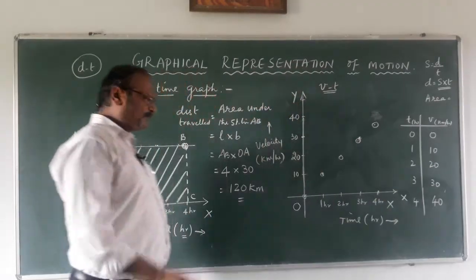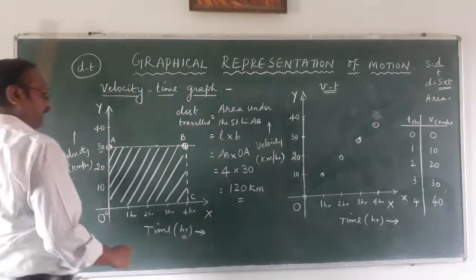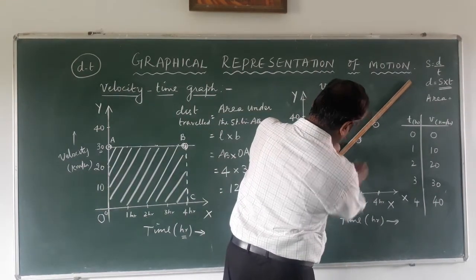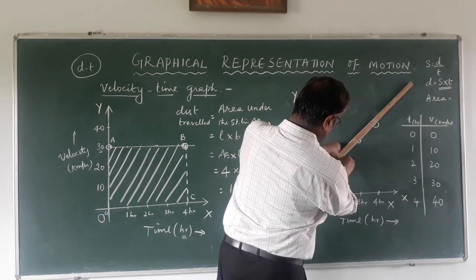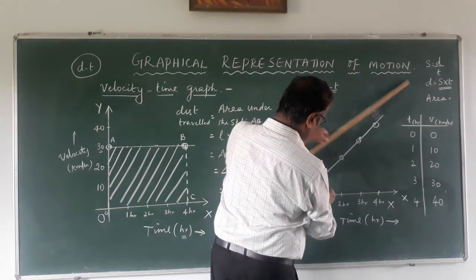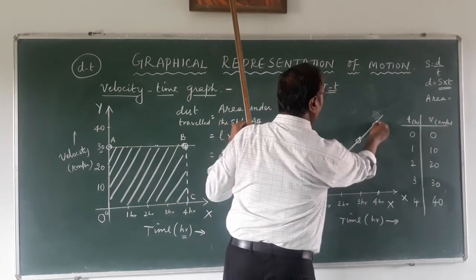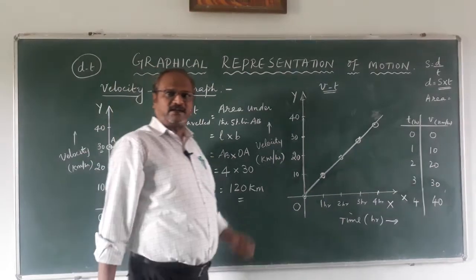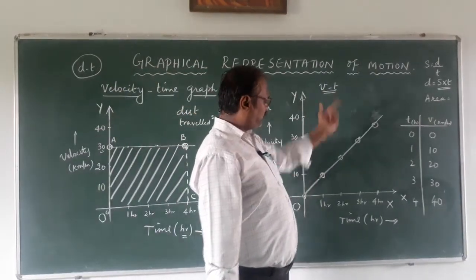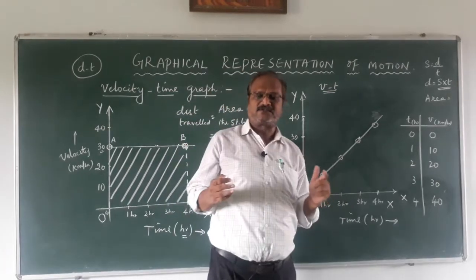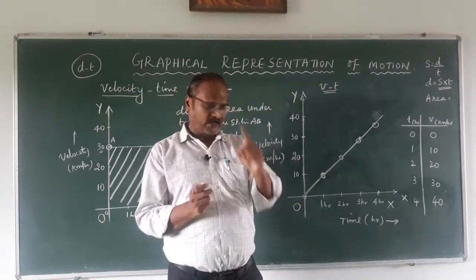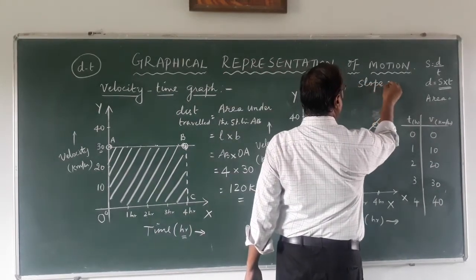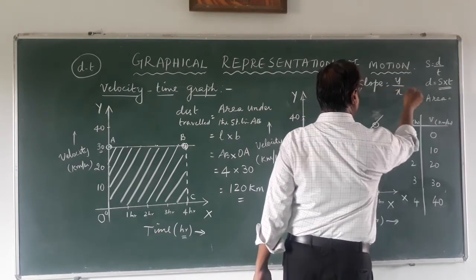Okay. So let me take the scale and let me join these points. Fine. Now, this is a sloped line. Here, this is a velocity time graph. We can use this graph for two purposes. One, I am going to calculate the slope. What is slope? Y value upon x value.